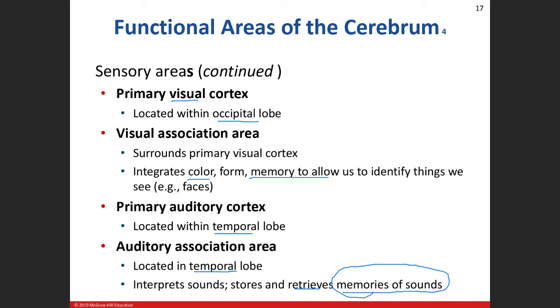So again, keep in mind, a lot of these association areas are going to be immediate. I'm not going to say this for everything, but most of the association areas are going to be located adjacent to the primary cortex region for whatever that function is. So like visual is going to be in the occipital lobe. The association visual cortex, or association area, will be in the occipital lobe.